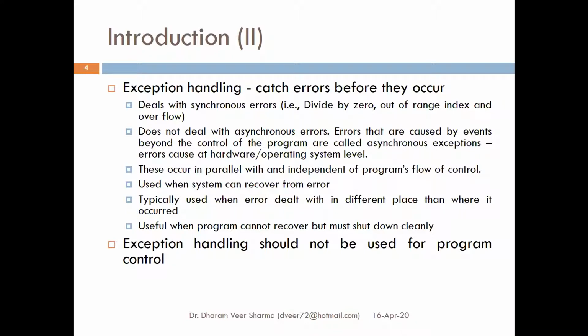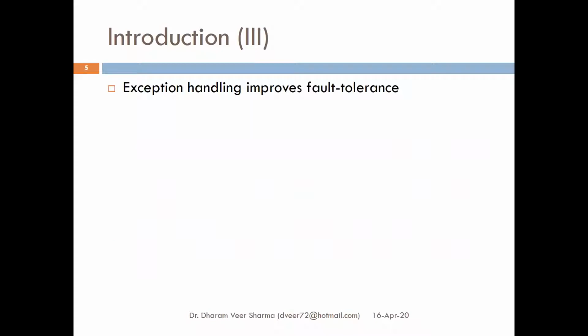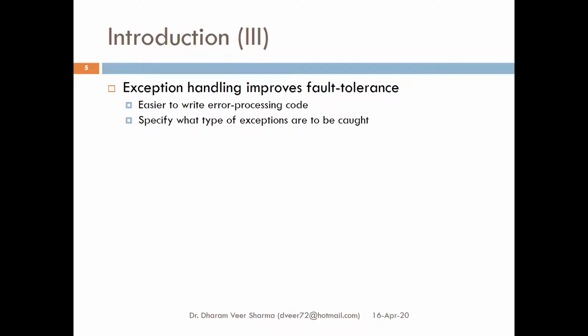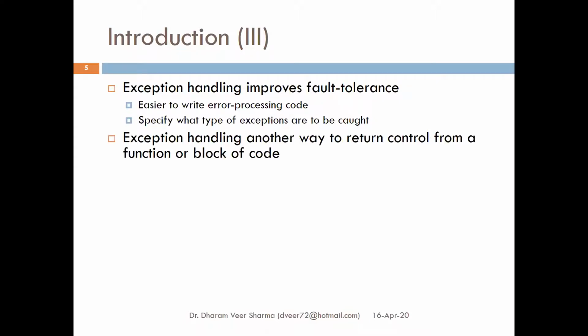But it should never be used for program control. Exception handling should never be used for program control. It's not like any loop. It is not any kind of if-else statement, conditional control. No, it is simply meant for handling those errors which were unexpected. I told you earlier also, it improves fault tolerance. Your program becomes more robust. And since we are separating the error handling routine from the source of error, we can make it easier to write. We can even specify what kind of exceptions are to be caught.